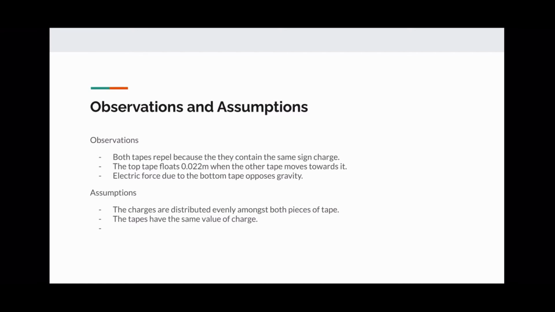Observations and assumptions. First, we observe that both tapes repel because they contain the same sign charge. The top tape floats 0.022 meters when the other tape moves towards it. The electric force due to the bottom tape opposes gravity. The assumptions we came up with are that the charges are distributed evenly amongst both pieces of tape, and the tapes have the same value of charge.